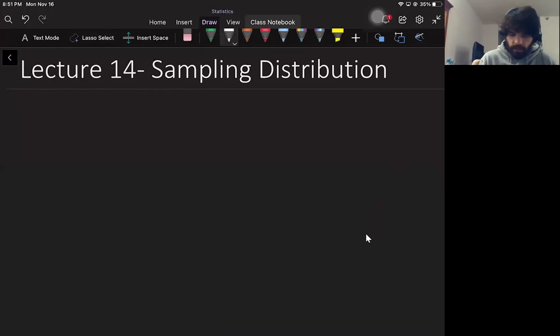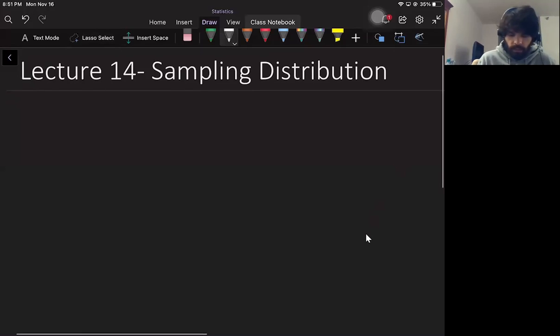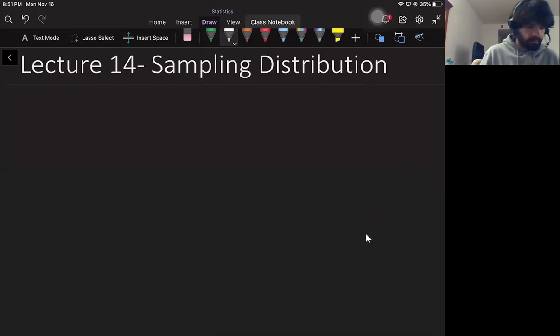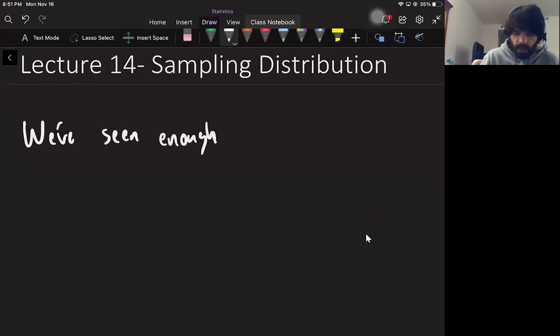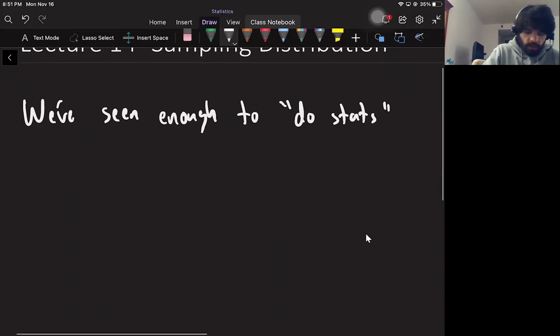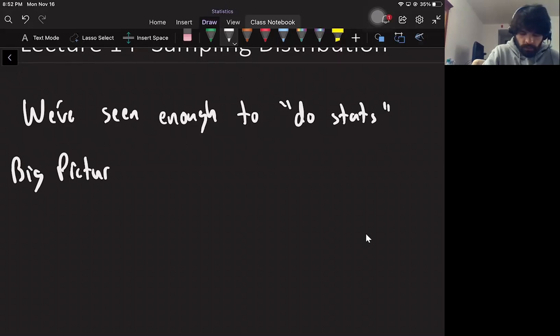Okay, so this word sampling distribution will come in later, but we got a lot to talk about before we get to that. What we want to do now is I just want to say that what we have been doing so far isn't really stats. What we've seen is basically just background to do stats. And now we've seen enough to really do stats. So here's the big picture idea now that we can talk about because of all the stuff we've seen.